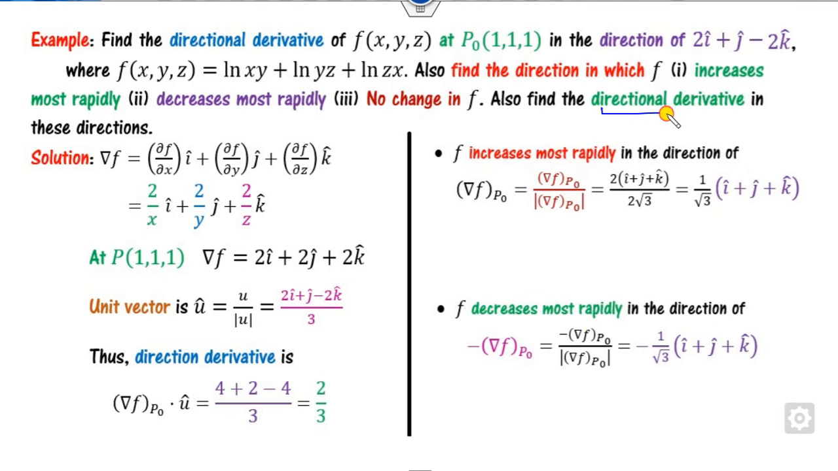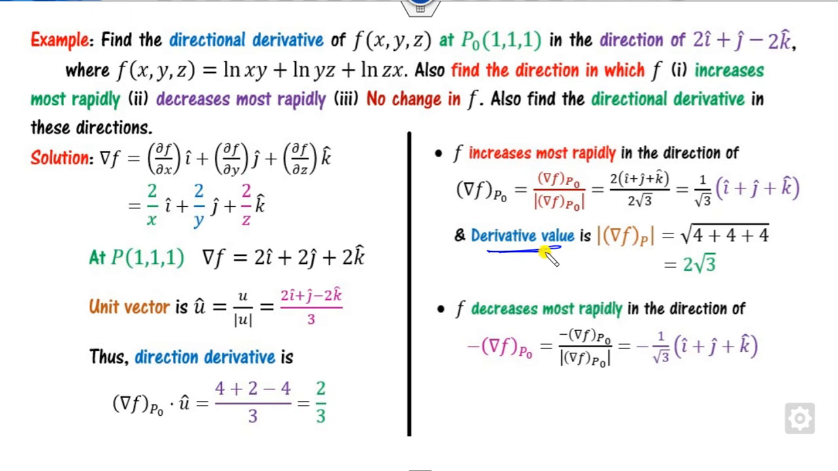Also they are talking about finding the directional derivative value. So what is the directional derivative value? Since it increases, it's the modulus of this, and if it decreases, it's the minus of the gradient of this. So you can see the directional value is mod of gradient f, that is 2 root 3. What is the decreasing case? It's minus of root 3. Okay, what is the no direction?